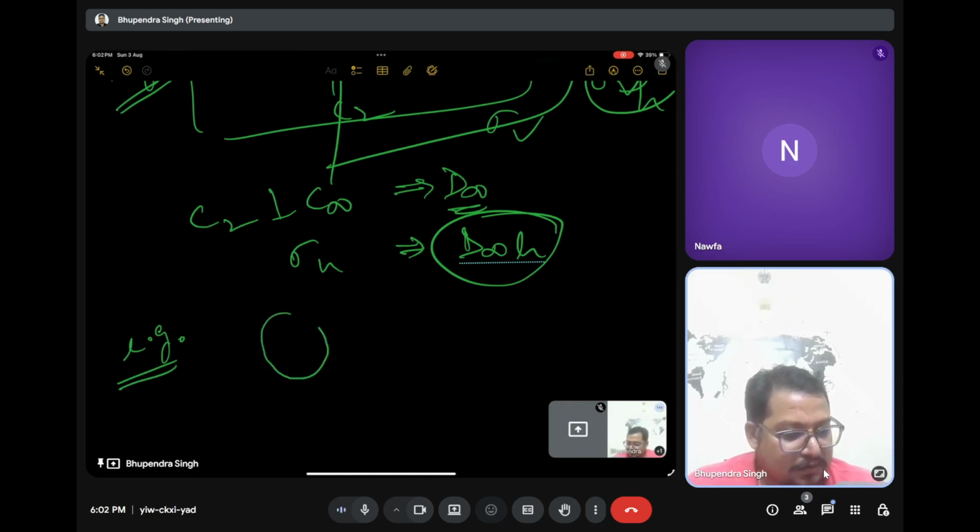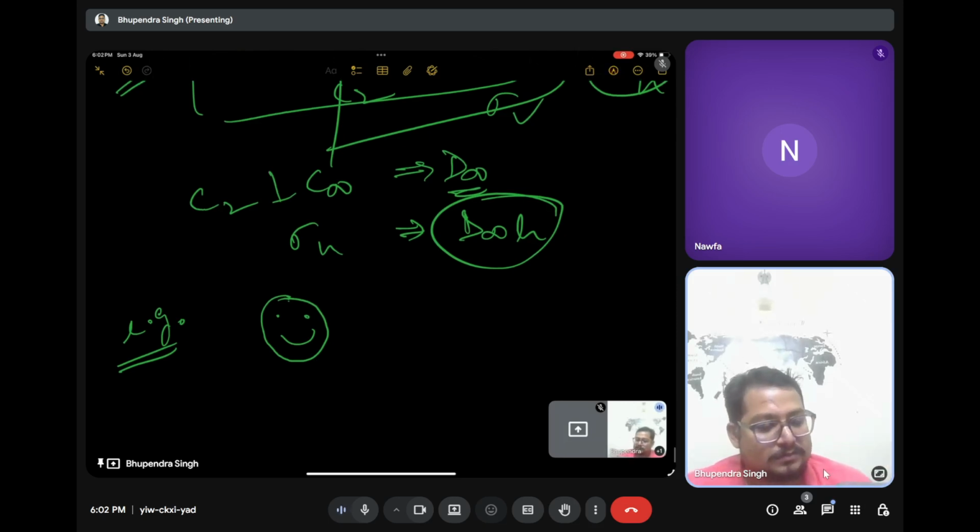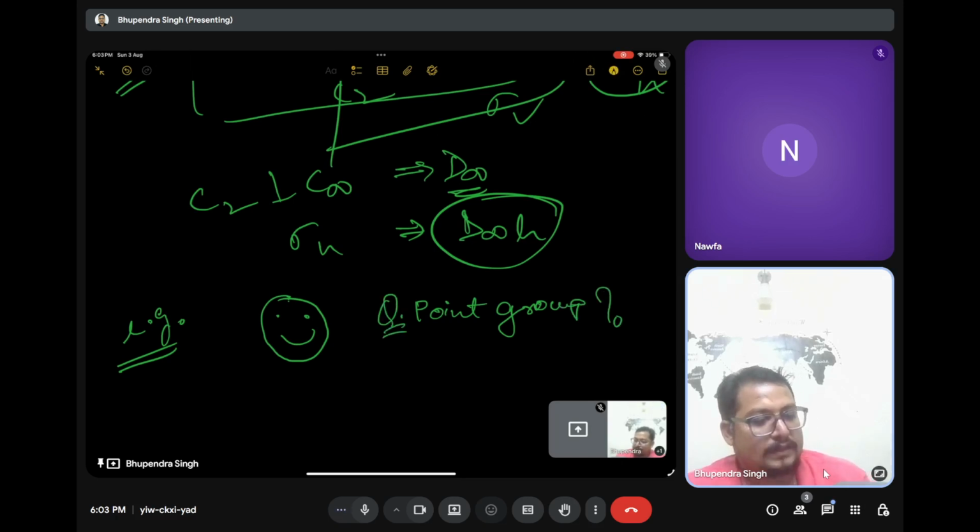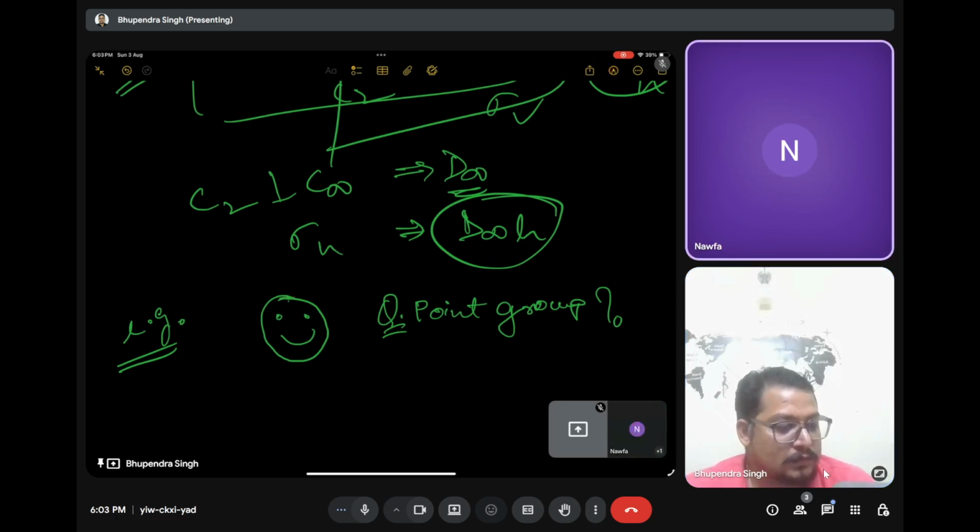Let's say this is the emoticon. Let's say this one. Okay. Now it's your turn. Tell me what is the point group of the molecule? Point group. Tell me the point group of this molecule. What is the point group? Not the molecule, sorry, this emoji. What is the point group?